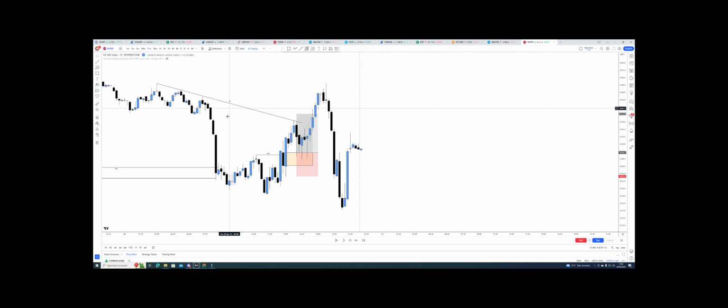I was actually walking to the gym and I saw it on my phone, and I thought it was quite a textbook setup. I had my stop loss here just below this low here. Okay, and my target was the opening of this order block.